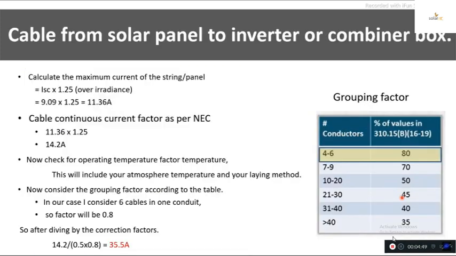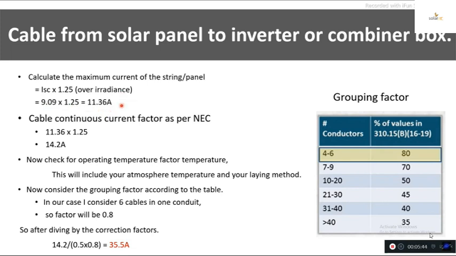First I am considering the cable calculation for the solar panel to inverter application, or you can say from solar panel to combiner box. As we all know, the modules are connected in series in a particular string, so the current throughout the string will be the same. I have considered the maximum current to be the short circuit current of a particular module, which is given at standard conditions. I have considered 1.25 as the over irradiance factor, because the irradiance at your site will be more than the standard radiation. That is why we have considered this factor as 25%. So we get 11.36 amps.